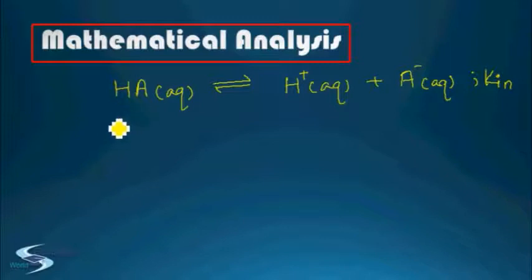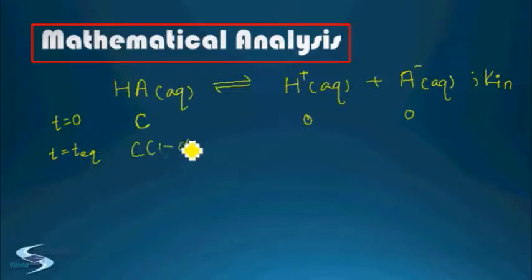Say initially at t equal to 0, you had dissolved HA in concentration C, that is, the molarity of HA was C in water, and the amount of H positive and A negative was very insignificant, that is 0. At equilibrium, I can assume that the degree of ionization here is alpha, so the equilibrium concentrations will look like this: C into 1 minus alpha, C alpha and C alpha. We have already studied writing equilibrium concentrations in the chapter of chemical equilibrium, so this is not a problem.